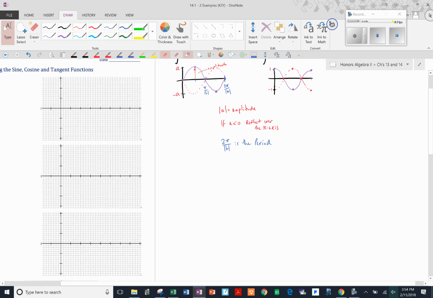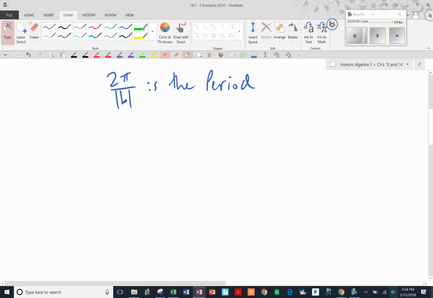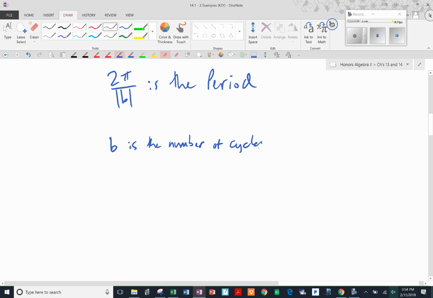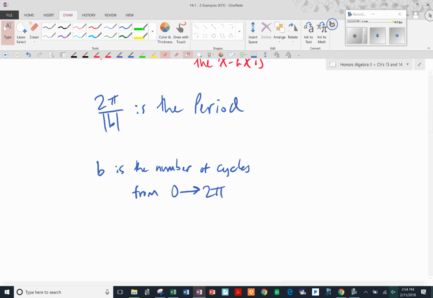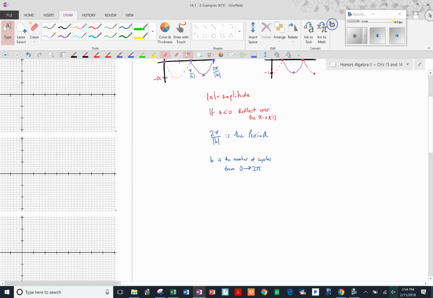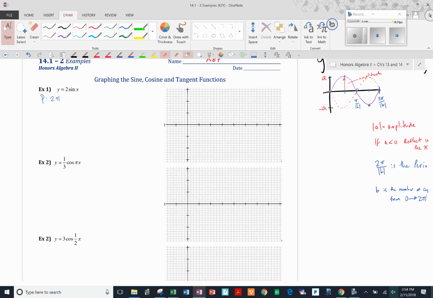A quick note here about b as well. We did not mention this in class. I'll throw this out right now. b is the number of cycles from 0 to 2 pi. So if b is 1, there's one cycle between 0 and 2 pi. I'll talk about that when b is something other than 1 as well.